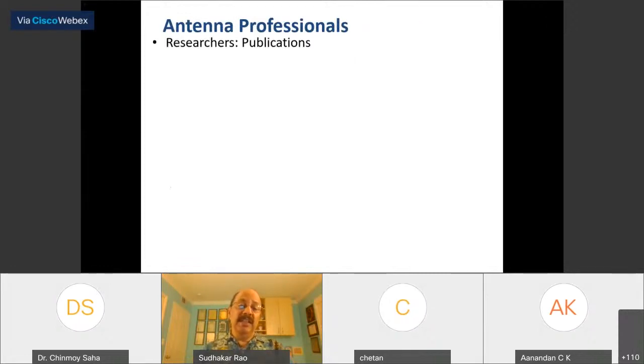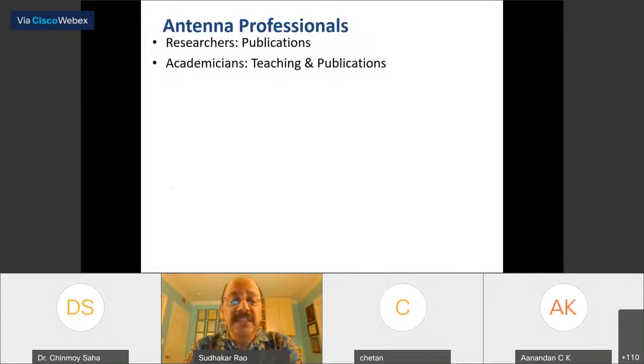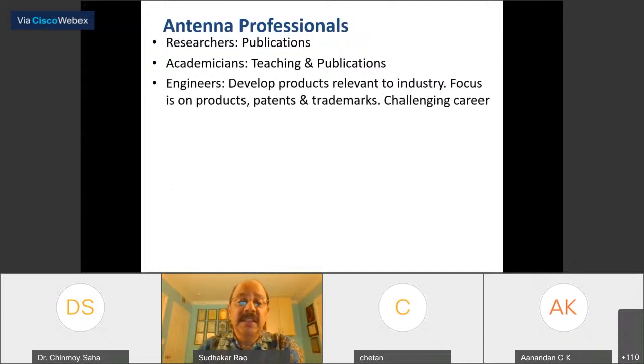Antenna professionals, I think there are 3 types. One is researchers. I think they mainly do publications. Academicians are their main part. This is very important. Their main job is teaching. And of course, they do some publications they need to do. Engineers, I think most of the students go into industries as engineers because that's where most of the jobs are. The main focus there is to develop products relevant to the industry. Focus is on the products. You don't worry about publications, and industry doesn't care too much about it, but out of your own interest you publish once in a while.